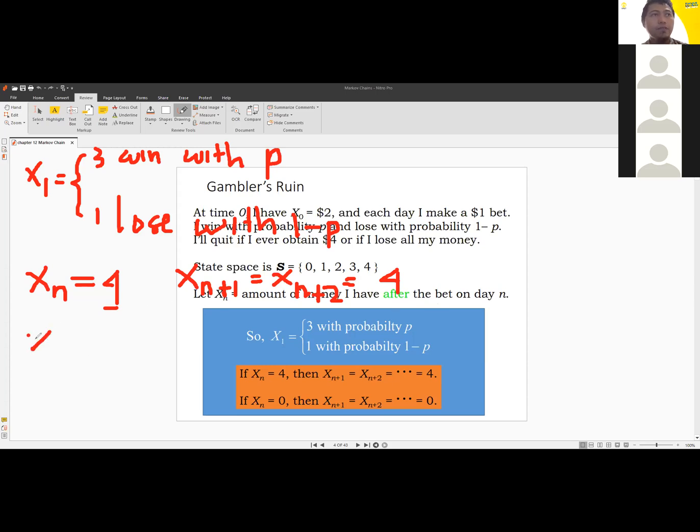And in the case of xn equals 0, it also means I quit because I don't have money anymore. So mathematically, we can write xn plus 1 equals xn plus 2 equals 0. Tomorrow and the day after tomorrow we still have $0. Okay, that's the point. Is it clear? Oh yeah, it's clear, sir.